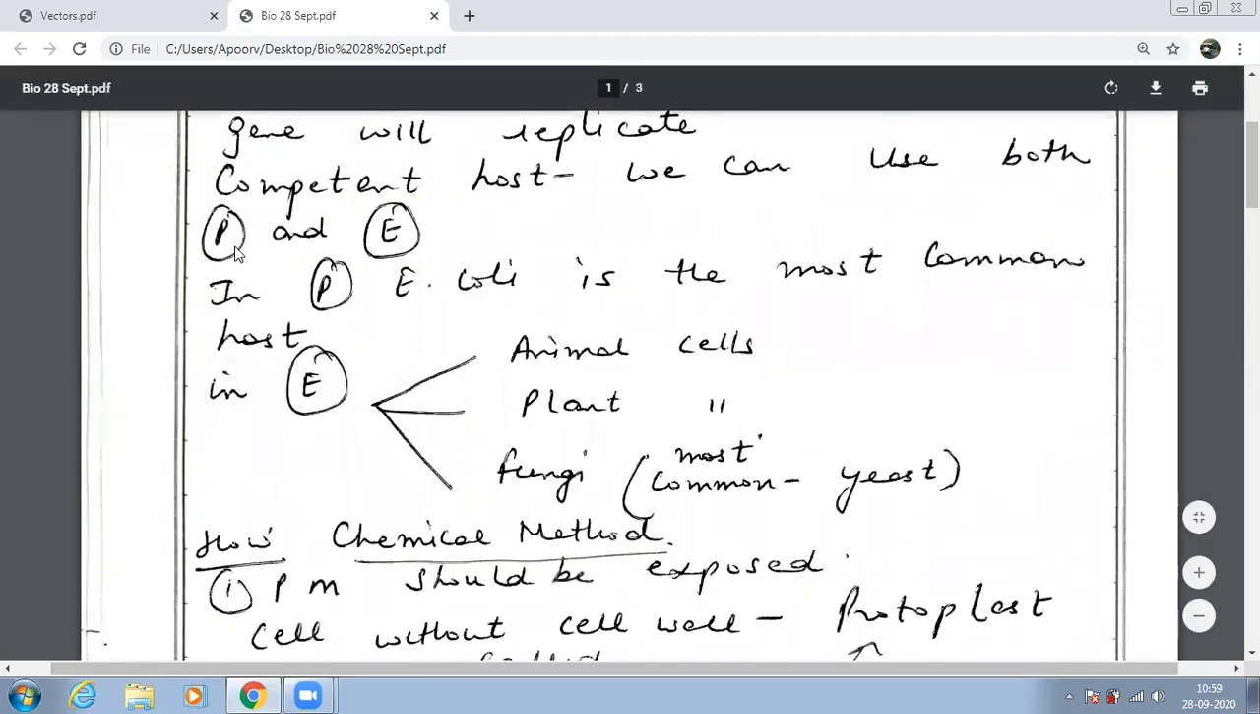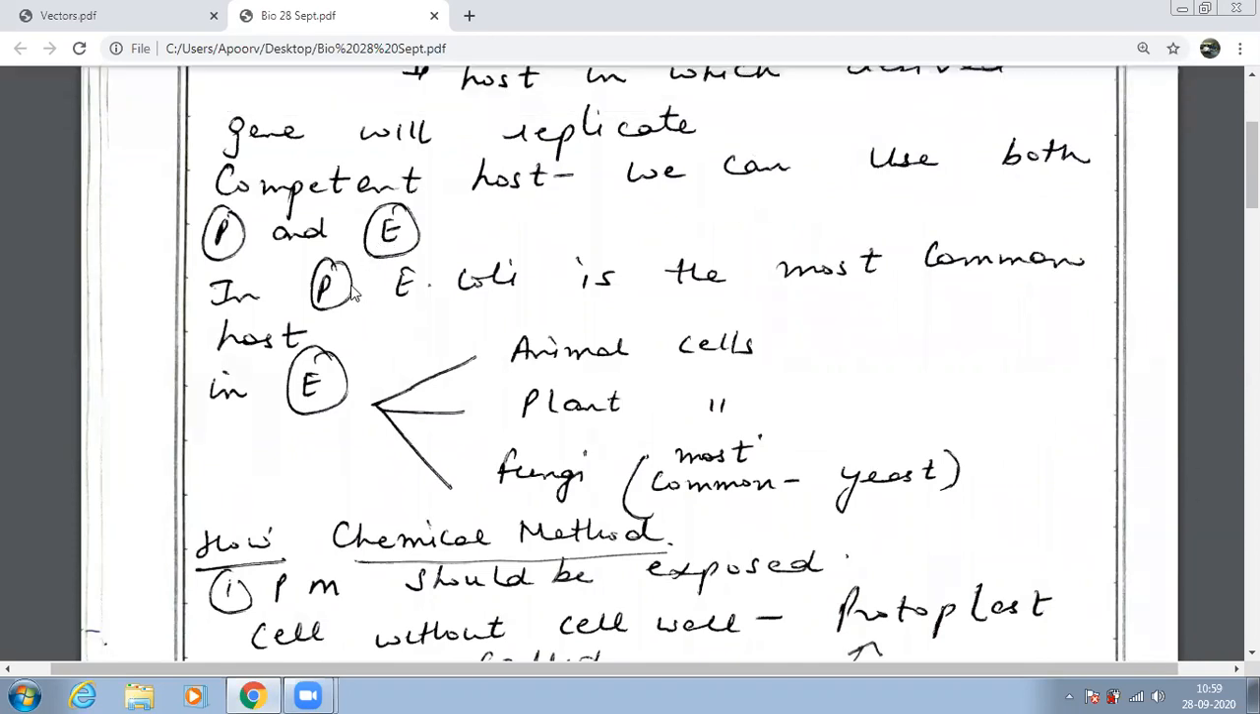As competent hosts, we can use both prokaryotes and eukaryotes. In prokaryotes, E. coli is the most commonly used competent host. Again, a 1-marker question. Name the most common competent host used in prokaryotes. E. coli. If I talk about eukaryotes, we can take animal cells, plant cells, and of course fungus also. The most common fungus we use is yeast. The most common fungus used as a competent host is which one?